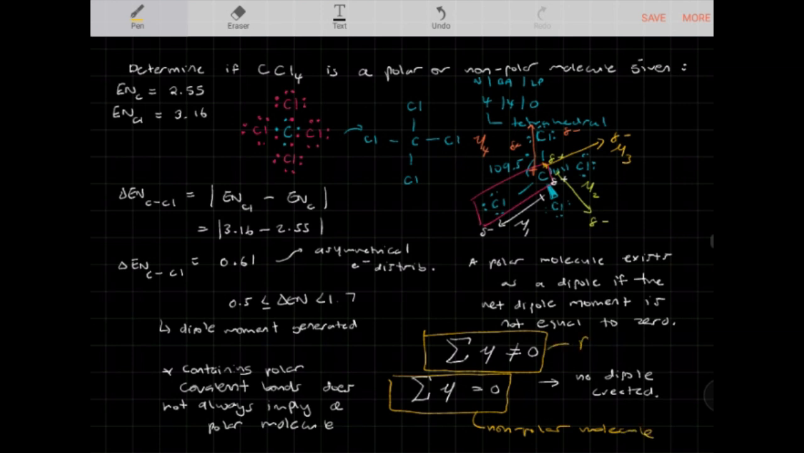It's the collective thing. So this is the polar molecule. So what does that mean? Well, when we're adding these dipole moments, these dipole moments are vectors. A vector quantity has direction and magnitude. So I'm going to redraw that on the next page here.